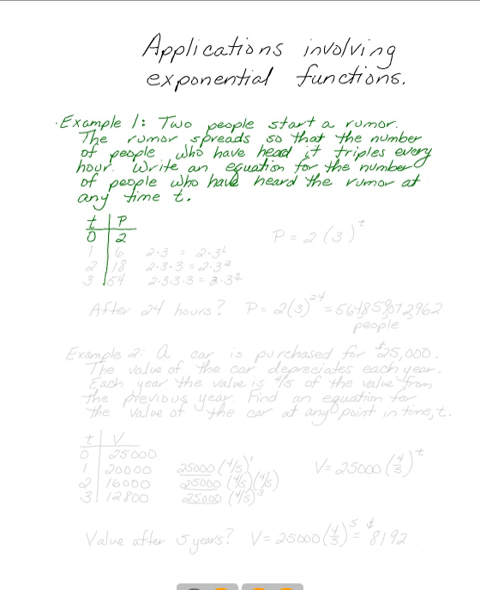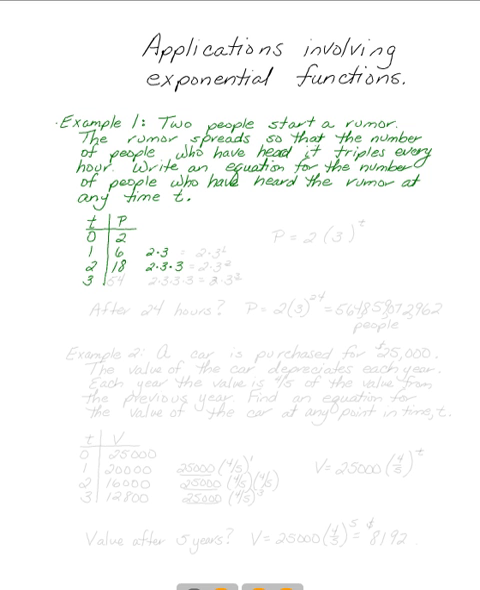Now after 1 hour, what do we know? We know that there are 3 times as many people that know that rumor. So in other words, there's 2 times 3 or 6 people. So 2 times 3 people that have heard that rumor. The next hour, this number triples again. So what we're going to do is take our 2 times 3 one more time, because we're tripling yet again, and we're going to have 18 people that know that rumor.